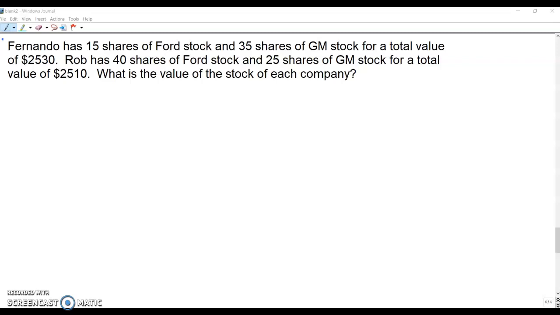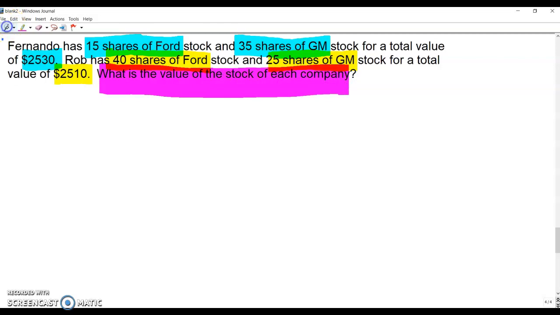So in this example, we've got two individuals. They have a different mix of stocks for certain values, and we're going to take that information and try to figure out the value of each stock, the price of each stock. Fernando has 15 shares of Ford stock and 35 shares of GM stock for a total value of $2,530. Meanwhile, Rob has 40 shares of Ford stock, 25 shares of GM for a total value of $2,510. And we want to know what's the value of each stock.